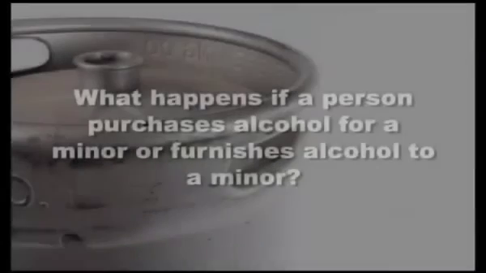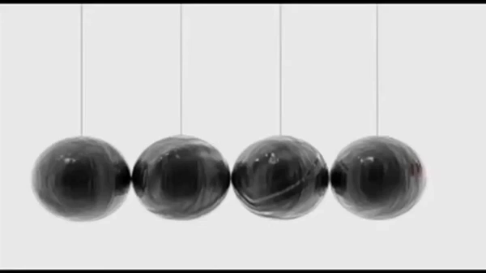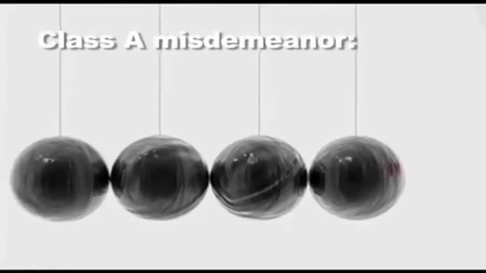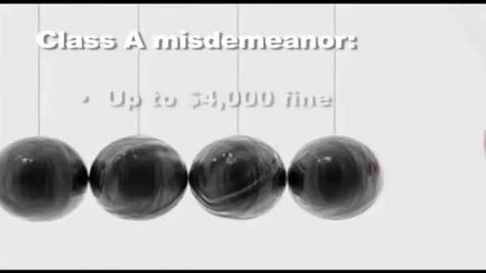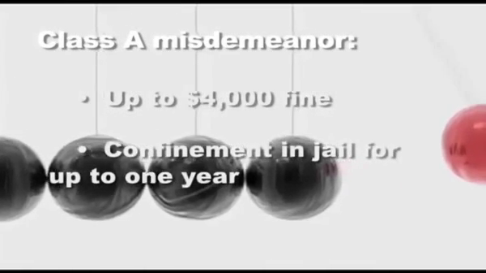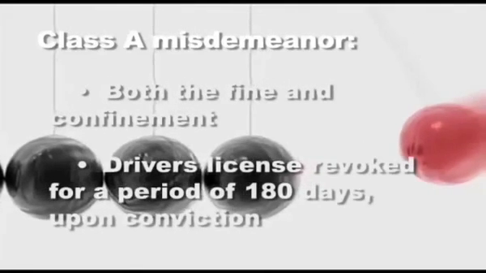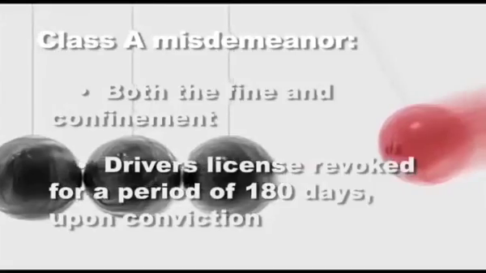Now, what happens if a person purchases alcohol for a minor or furnishes alcohol to a minor who is not the minor's adult parent, guardian, or spouse? That action would be a Class A misdemeanor, and the punishment for this offense would be up to a $4,000 fine, confinement in jail for up to 1 year, or both a fine and confinement, and a driver's license revoked for a period of 180 days upon the conviction.